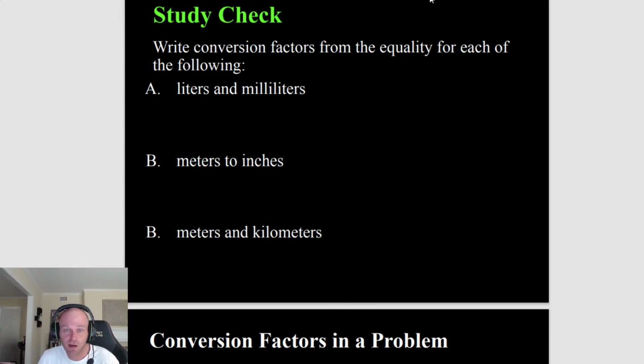Starting my problem, inches is going to be on the right. So I will start over here with a meter. I'll leave some space and I'll say equals inches. Okay? Now I can start doing conversion factors.